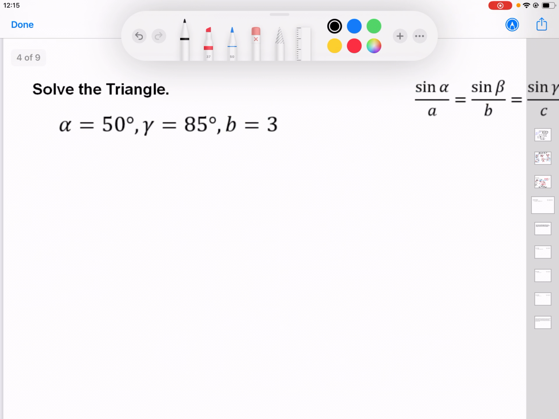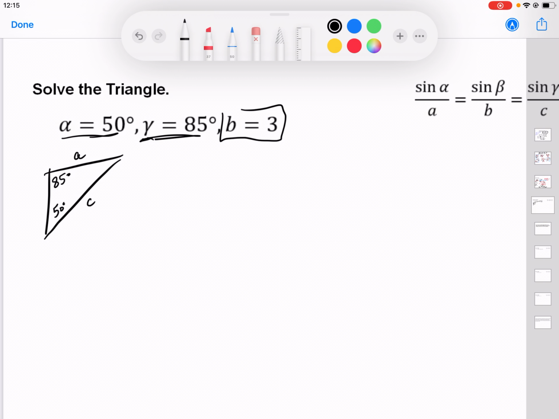So the next problem, you'll notice once again we have two angles, so we can use law of sines, but this time we have side B, but we don't have beta. So this is going to be an angle side problem. So like this is 50 degrees, so this is A. Let's say this is 85 degrees, so this is C, because remember this is gamma, which is across from C. And then beta would be across from side B, which would be right here.